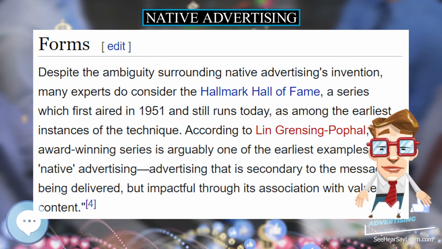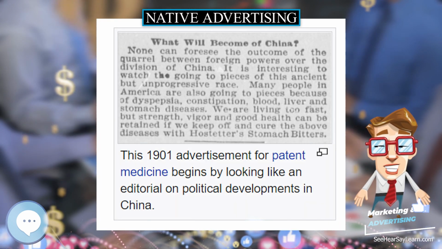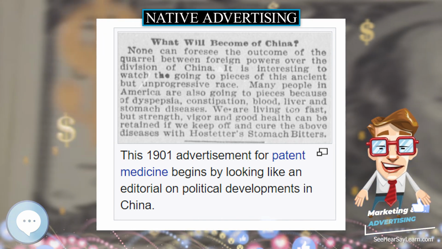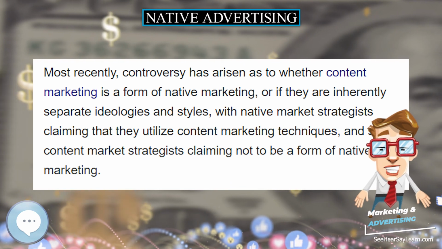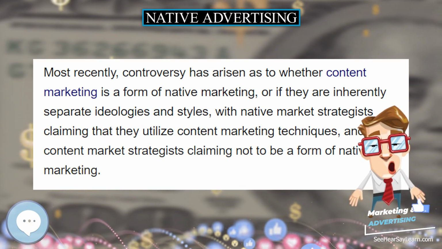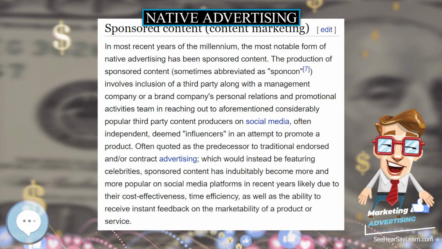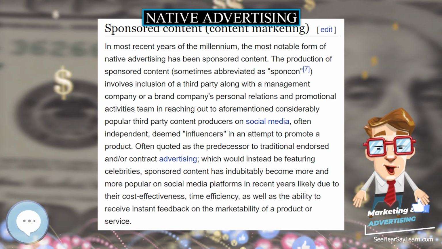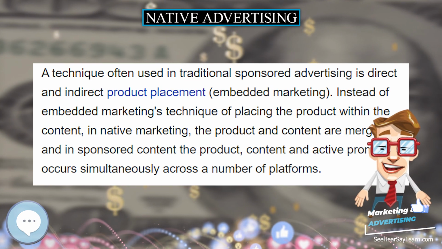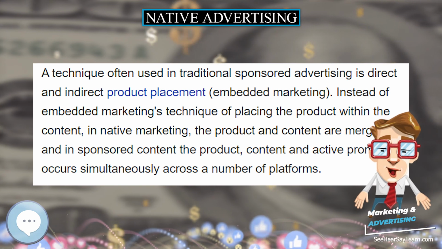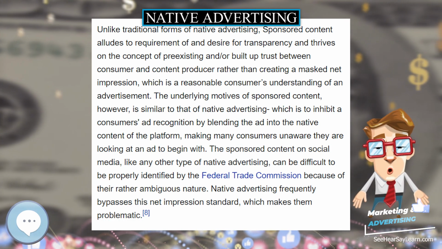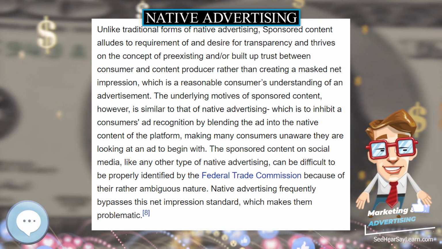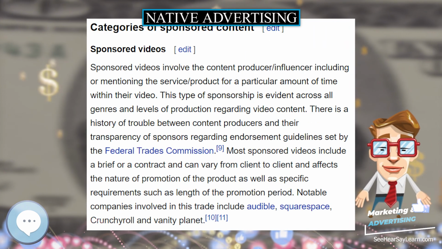There is a history of trouble between content producers and their transparency of sponsors regarding endorsement guidelines set by the Federal Trade Commission. Most sponsored videos include a brief or a contract and can vary from client to client and affects the nature of promotion of the product as well as specific requirements such as length of the promotion period. Notable companies involved in this trade include Audible, Squarespace, Crunchyroll and Vanity Planet.